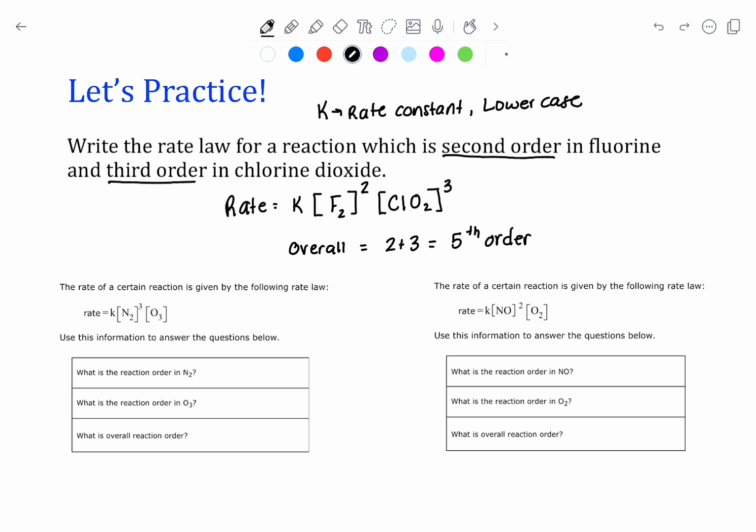Okay, let's do a few more. In your lecture note pack, you have 2 examples here for finding the reaction orders for these 2 rate laws that are written. So here are 2 rate laws. What I want you to do is use these rate laws to determine the reaction order with respect to each reactant as well as the overall reaction order. So pause your video and solve these 2 problems and then come back so we can discuss the answers.